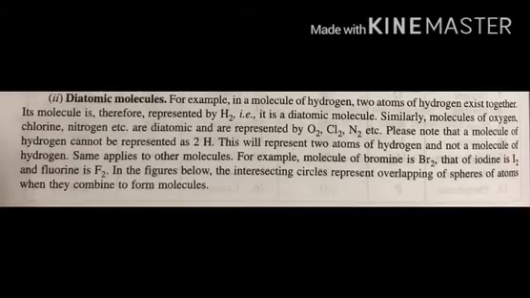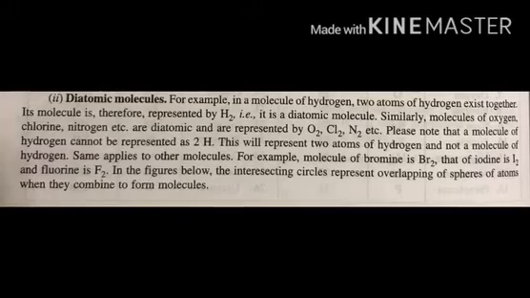Please note that a molecule of hydrogen cannot be represented by 2H. Always you have to represent the molecule by H2. 2H will represent two atoms of hydrogen and not a molecule of hydrogen. The same applies to other molecules. For example, the molecule of bromine is Br2, that of iodine is I2, and fluorine is F2.